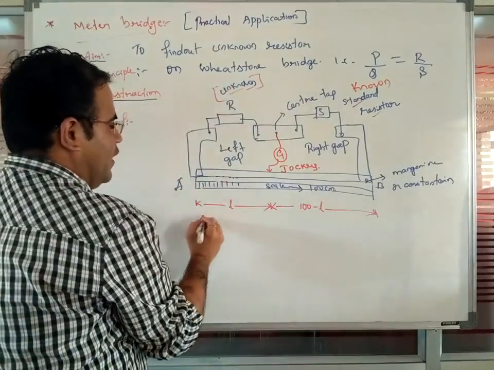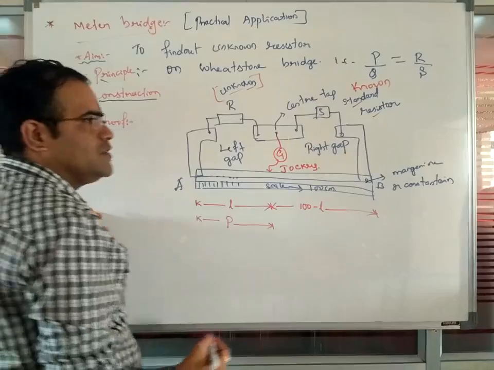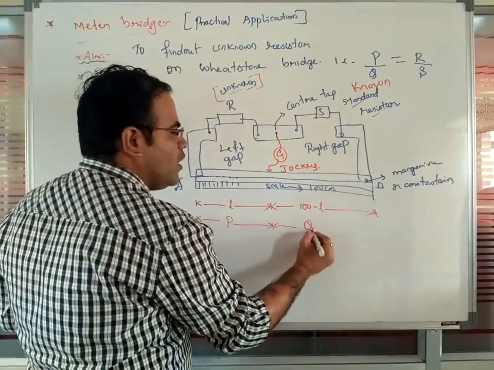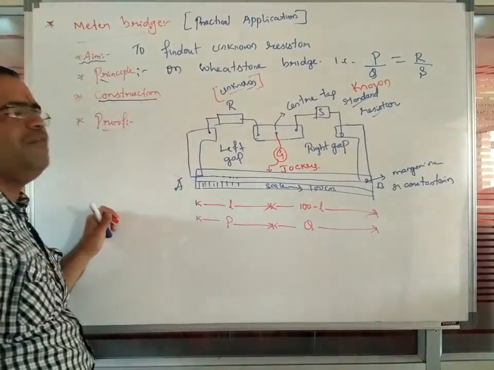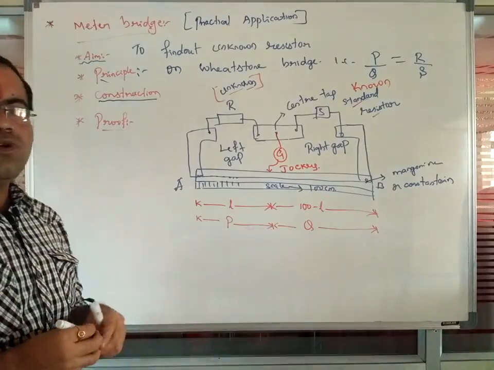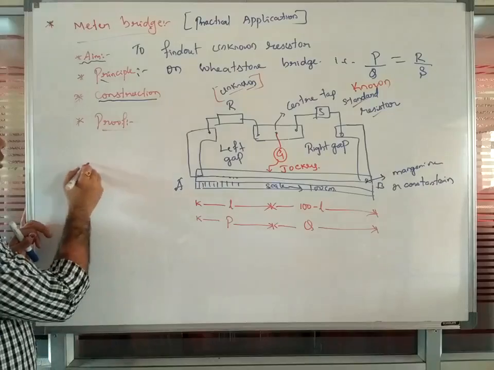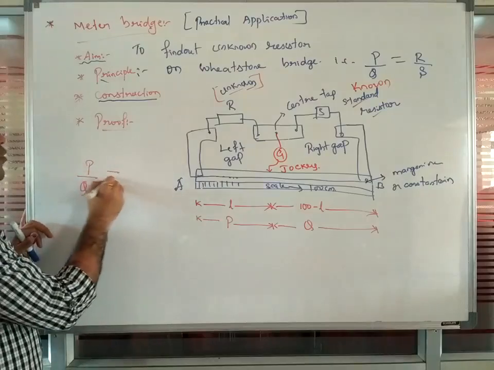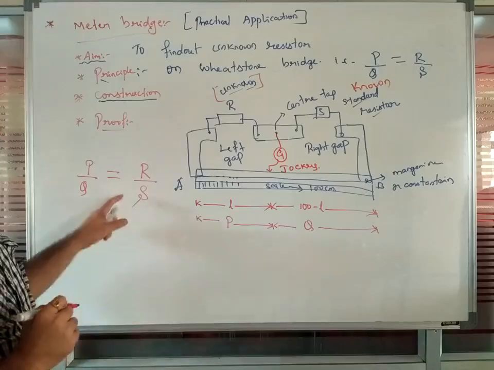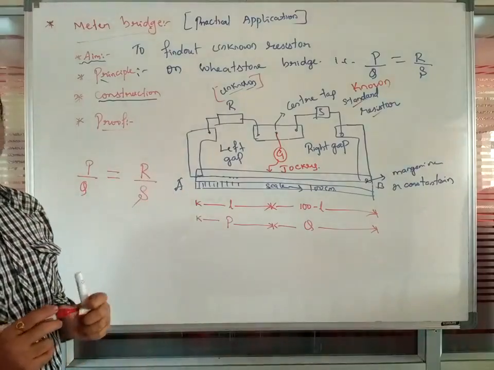But the thing is, here the length you are going to observe will be assumed as giving a particular resistance value of P, and the remaining length you are observing is going to give a particular amount of Q value. Now it is going to work on the principle of Wheatstone bridge, which is given by P divided by Q is equal to R divided by S. So this is the condition of balancing here. It works on this principle of balancing condition, P divided by Q is equal to R divided by S.